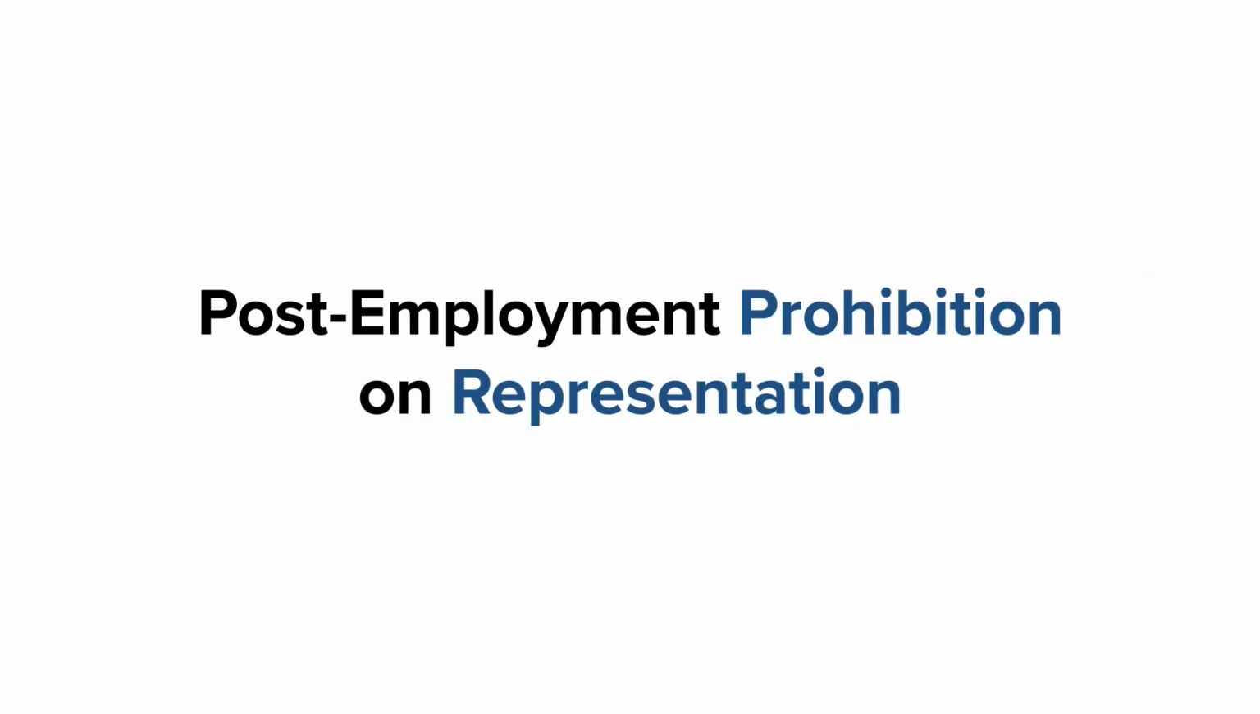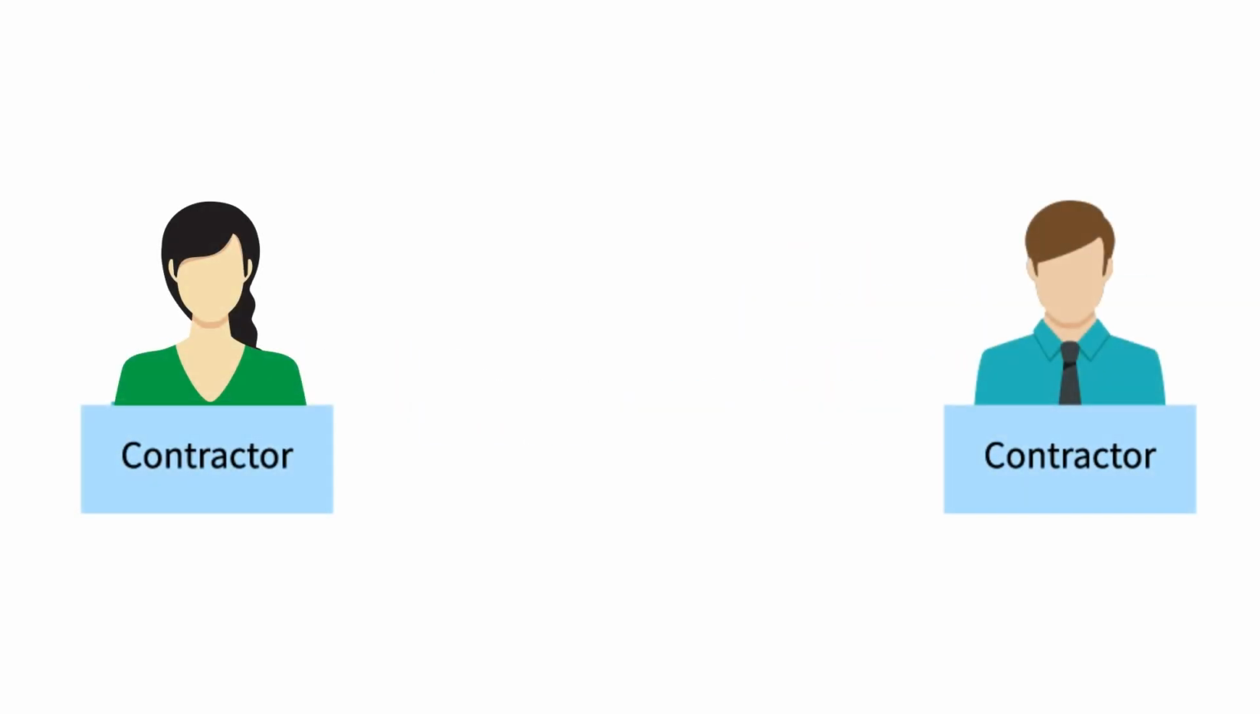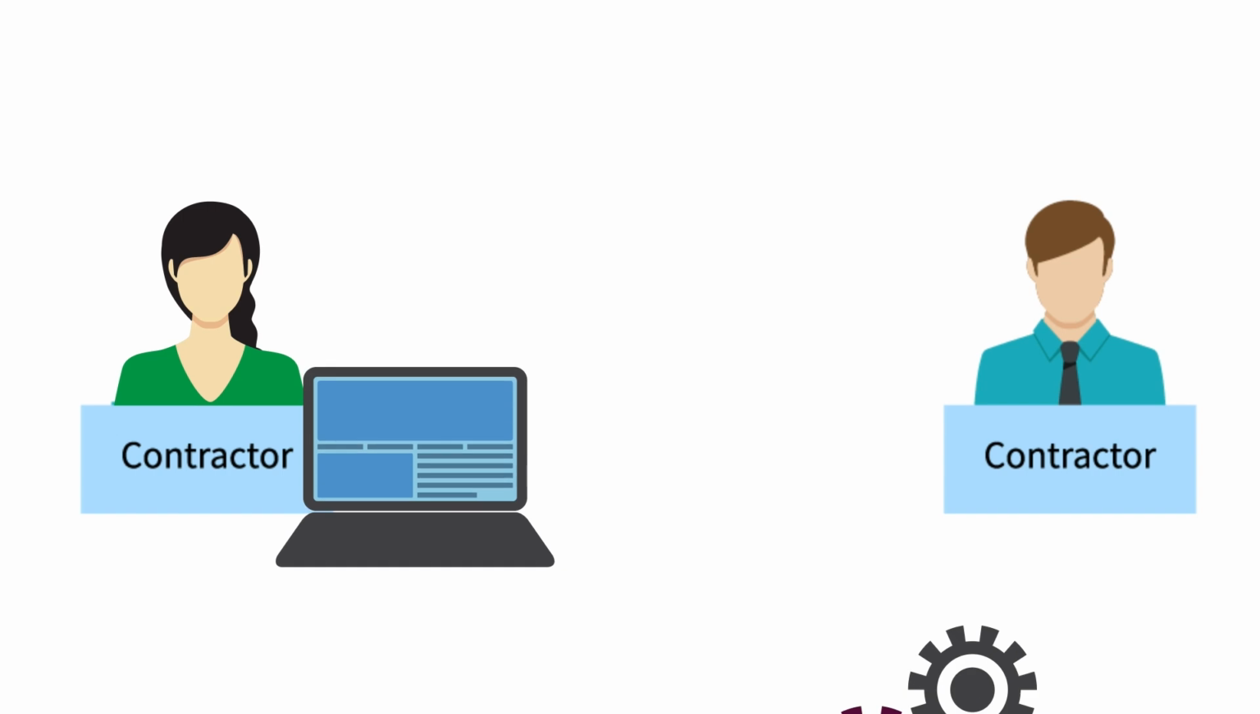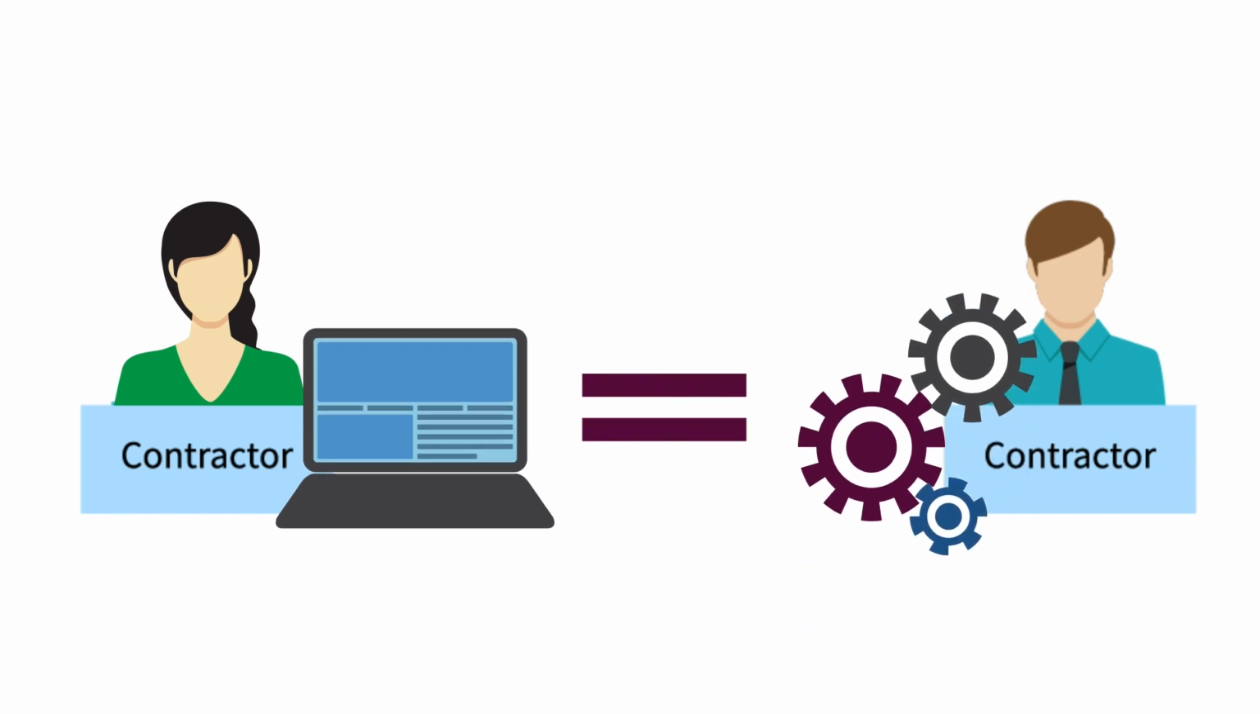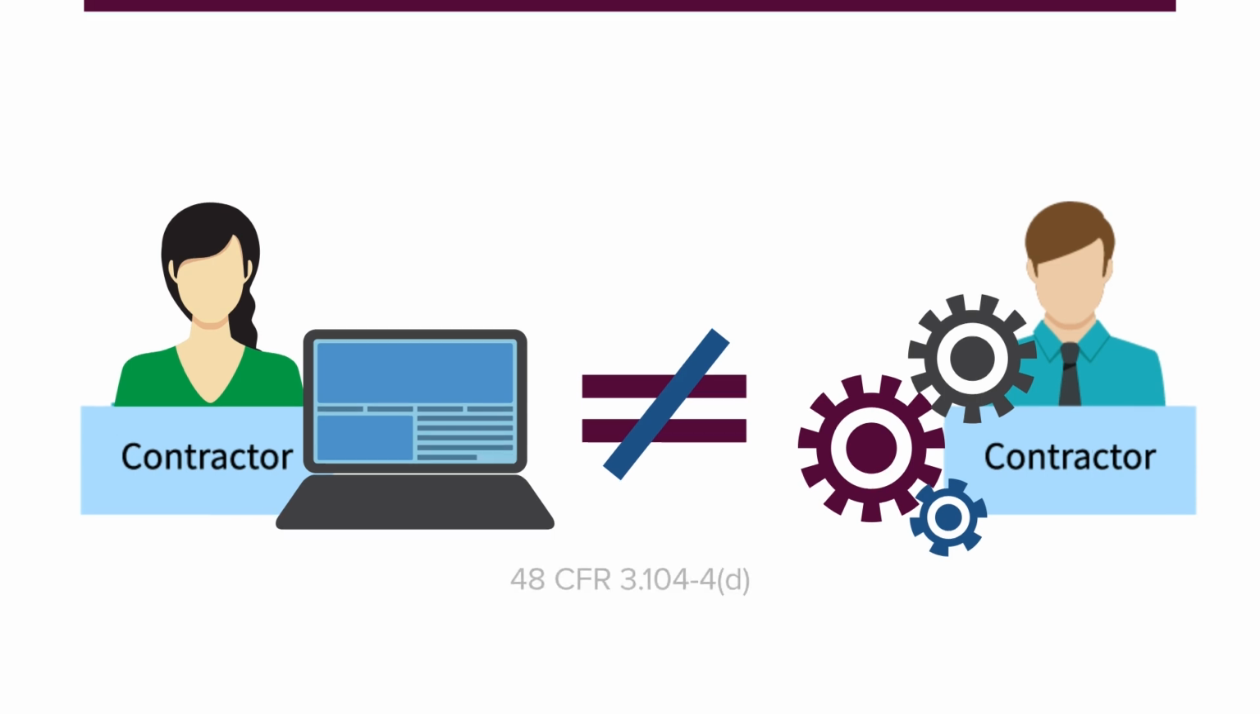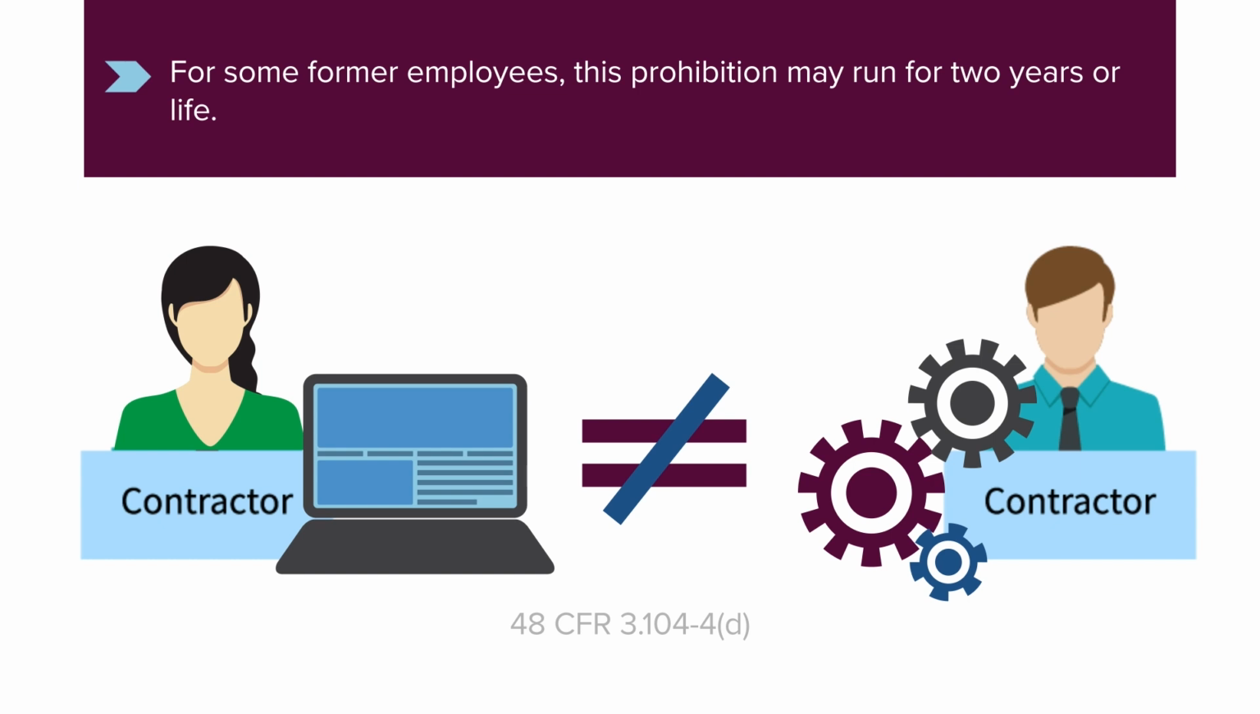Post-employment prohibition on representation. Post-employment prohibition does not apply to divisions or affiliates of a contractor that do not produce the same or similar products or services as the entity of the contractor, 48 CFR 3.104-4(d). For some former employees, this prohibition may run for 2 years or life.